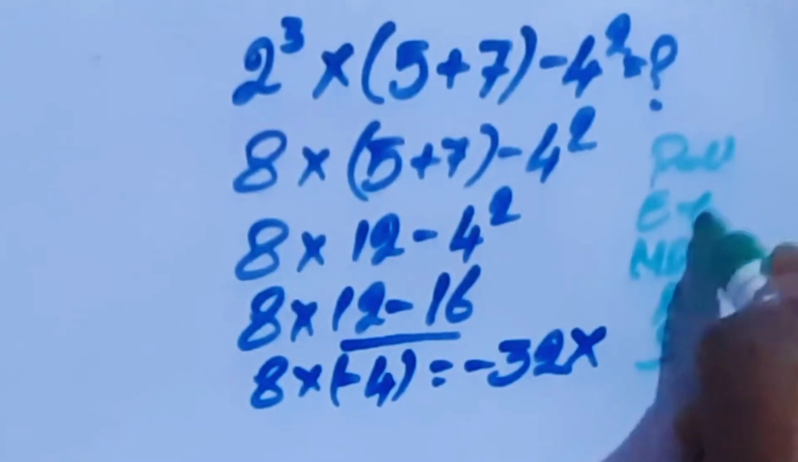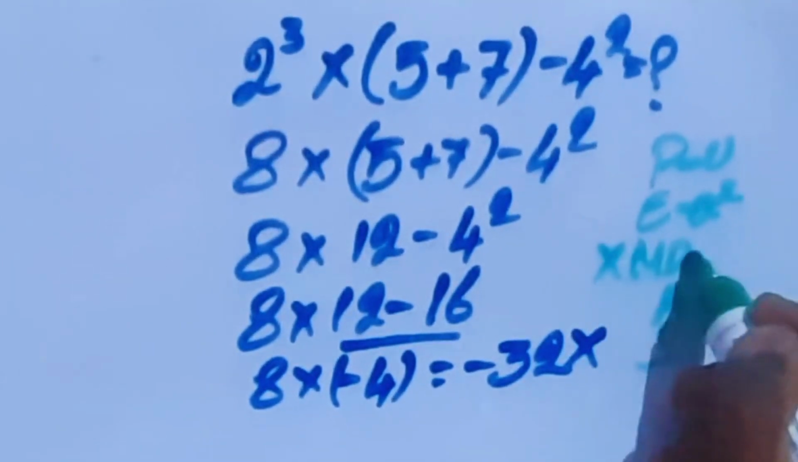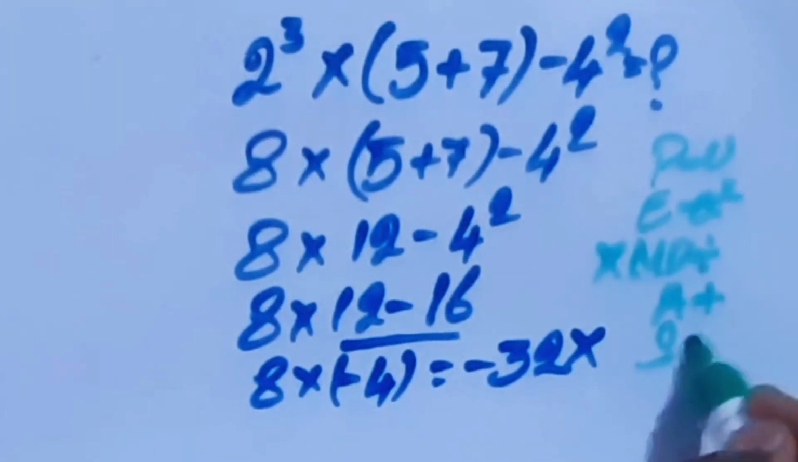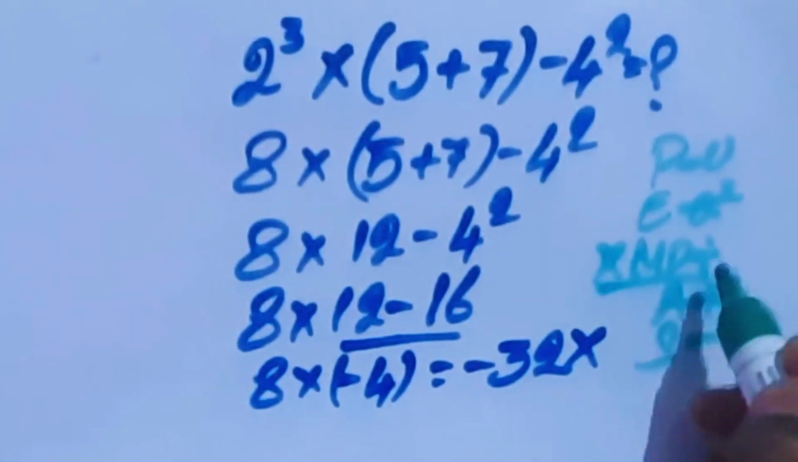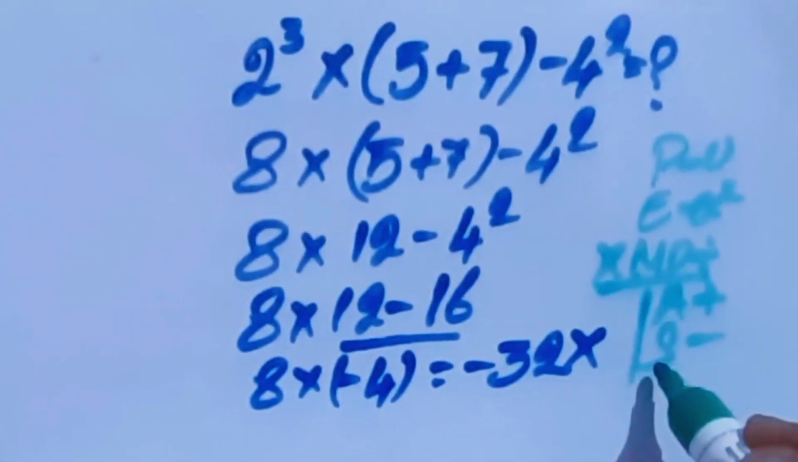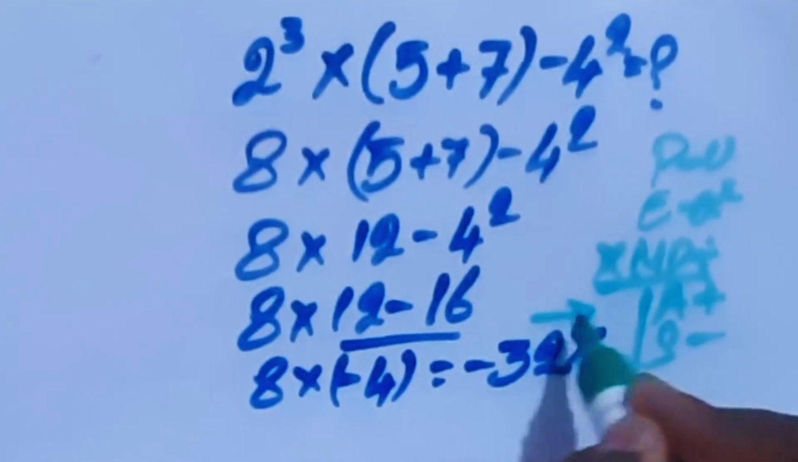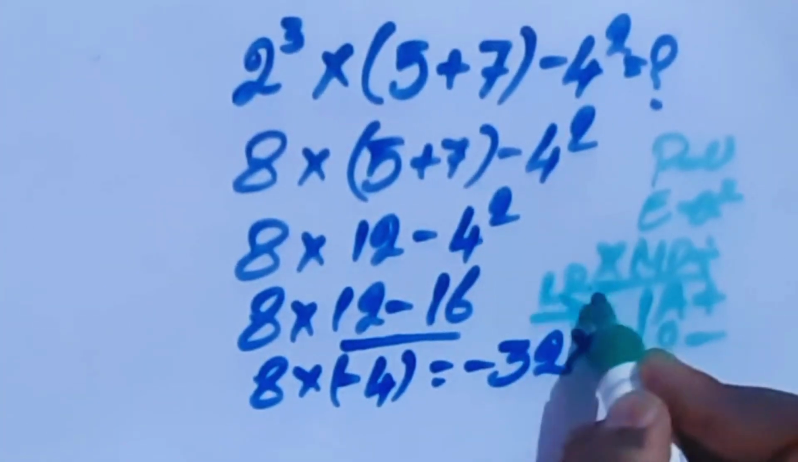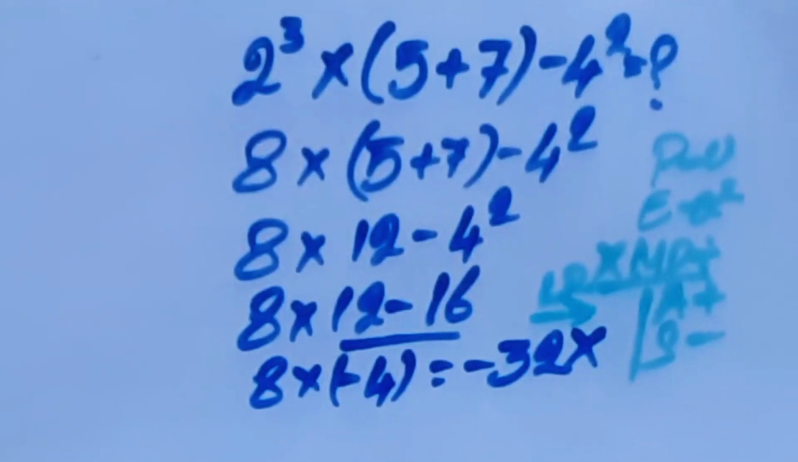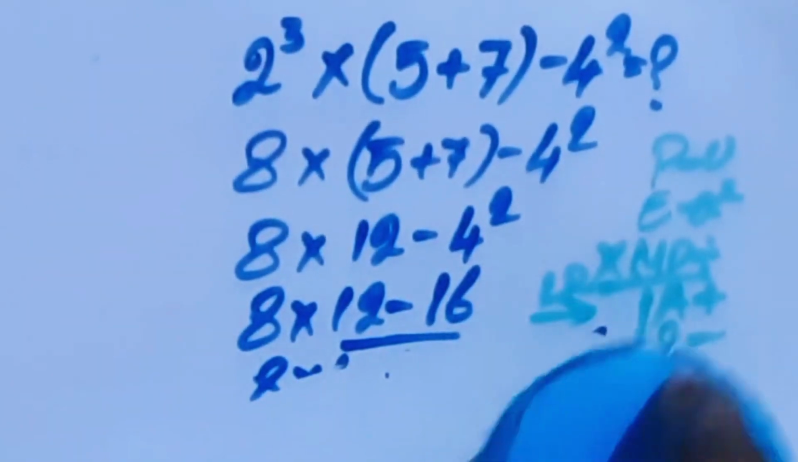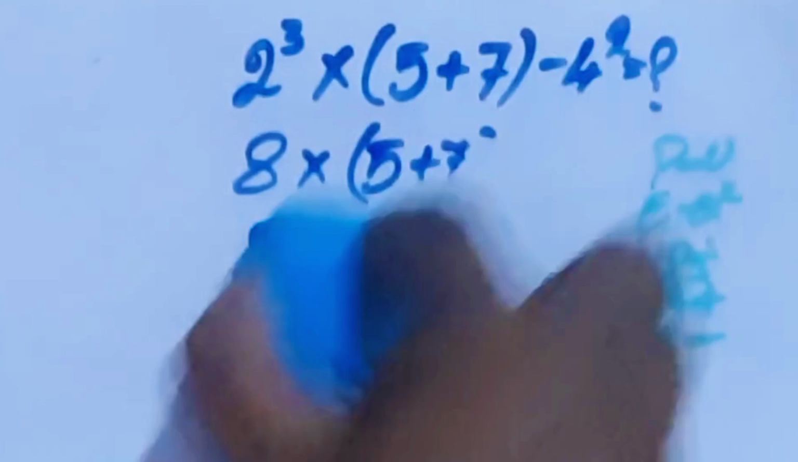Here, brackets have the highest priority, then exponents. M stands for multiplication, D stands for division, A stands for addition, S stands for subtraction. Multiplication and division both have equal priority. Also addition and subtraction both have equal priority. For equal priority we use the left to right rule in the problem. Now we are going to solve this problem in the correct order by using the order of operations PEMDAS.